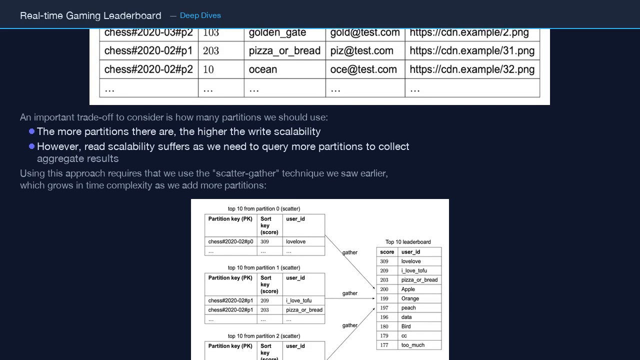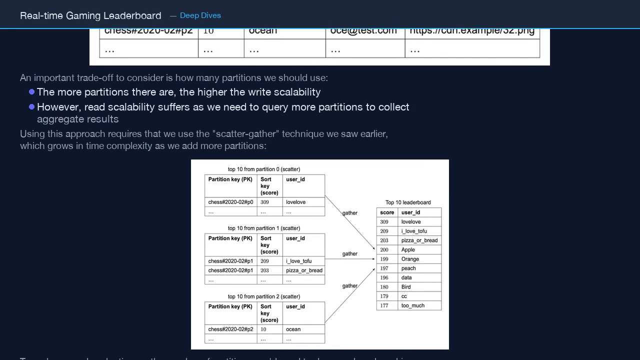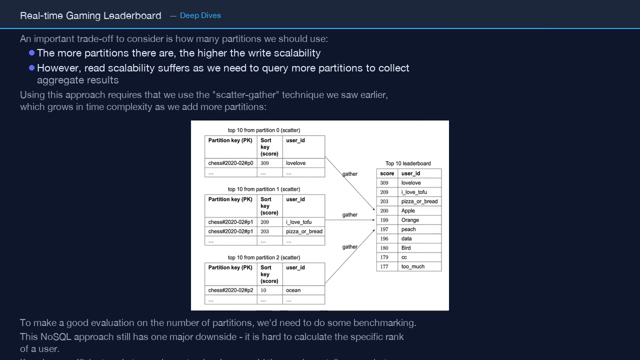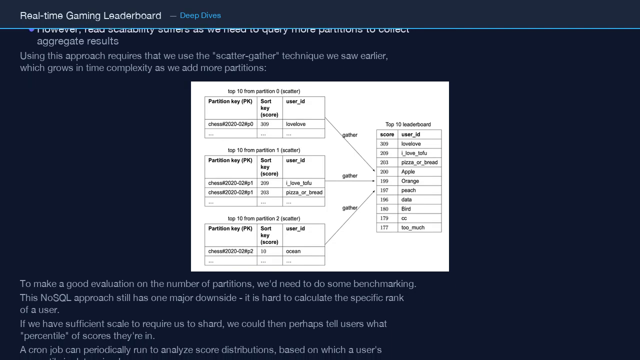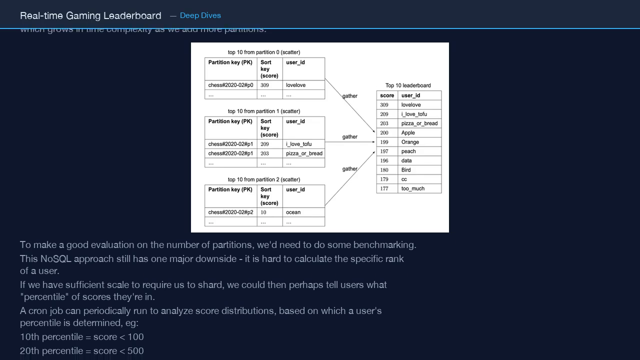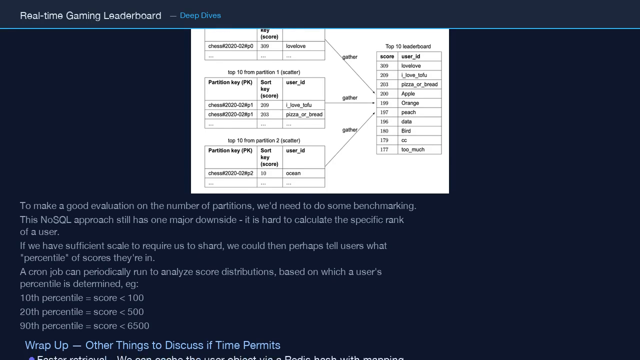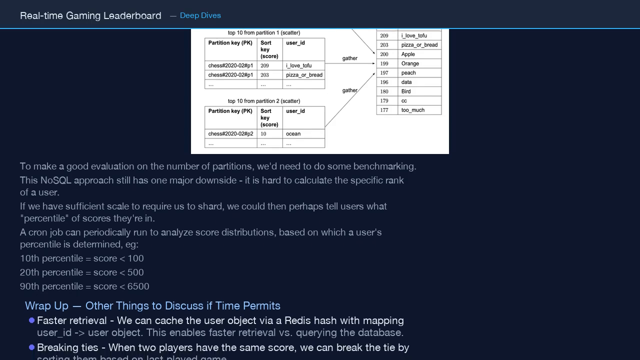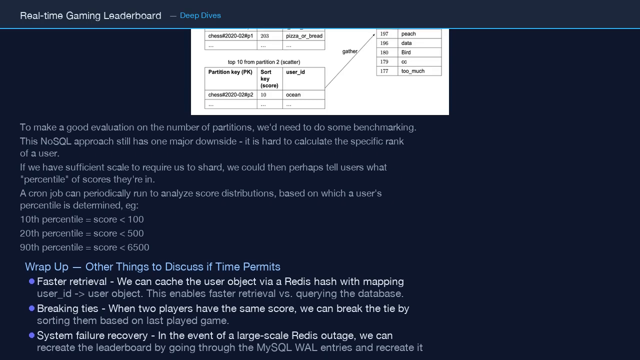This spreads writes more evenly, but it introduces an important trade-off around how many partitions to use. More partitions means better write scalability. However, read scalability suffers because you now need to query more partitions to collect aggregate results. Using this approach means relying on the scatter-gather technique: fan out to multiple partitions, collect results, merge them together. And as you add more partitions, that scatter-gather operation grows in complexity. To make a well-informed decision about the right number of partitions, you'd need to benchmark your specific workload and find the balance point that works for your read and write requirements.